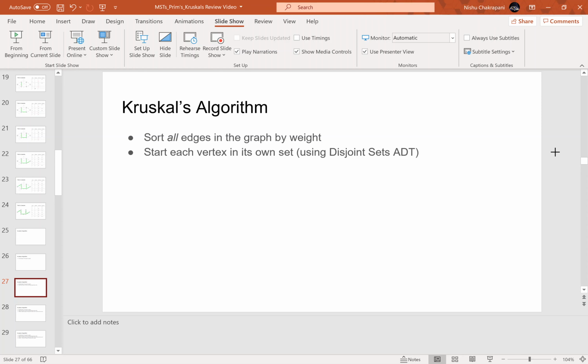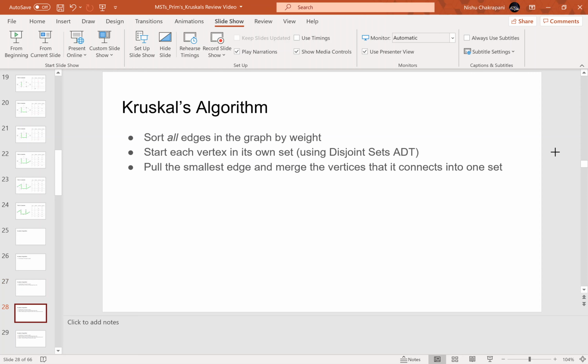So you start each vertex in its own independent set. And then, like I said, the first step you want to do is pull the smallest edge, and then seeing the two vertices that edge connects, you merge them into now one set. And then you keep repeating this process. You'll pull the smallest edge and then merge the two vertices that edge connects, but only merge if that would not create a cycle. So you don't want to merge if it would create a cycle.